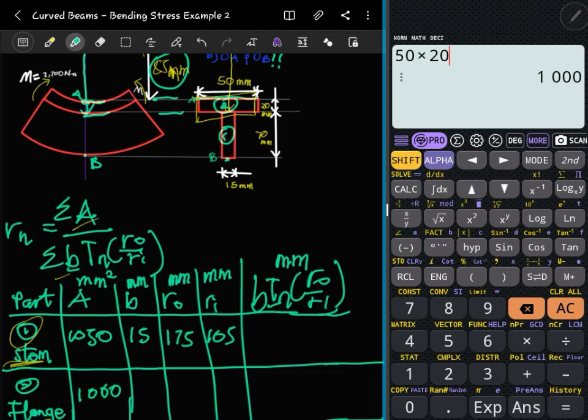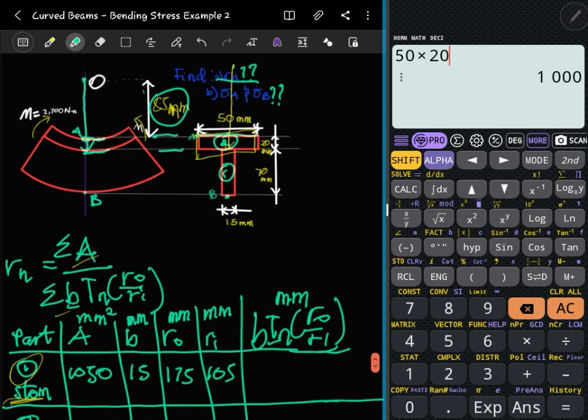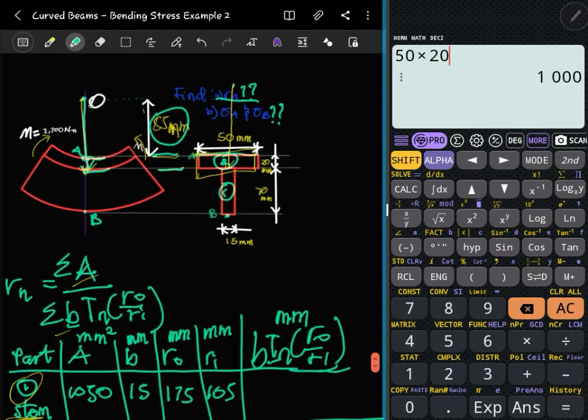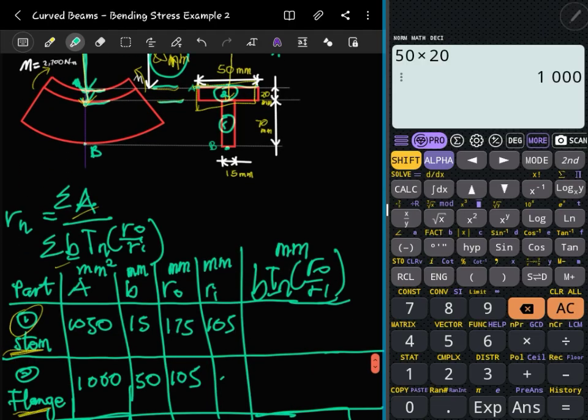And the B of that one, we know we are saying is the thickness of it. For the flange, we have it to be 50. What's the RO? The RO will mean from this center of curvature here up to this outermost shell here. So that will be the 85 plus the 20. That will be the 105 again. And the inner will be just from here to here. That will be 85. Now we just need to find this one right here.